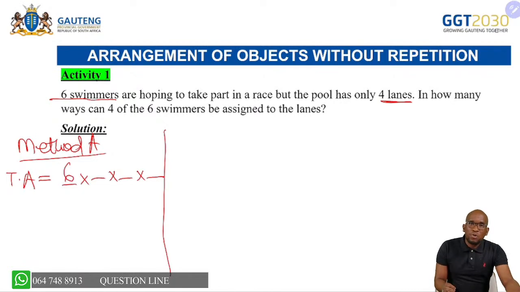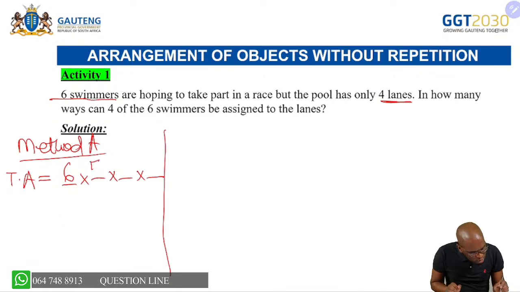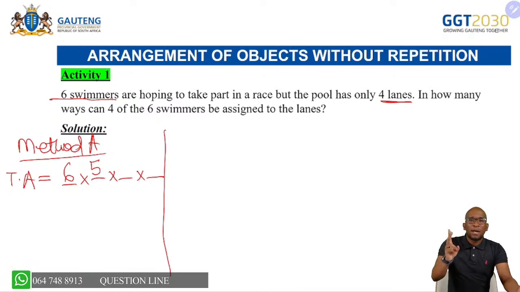And then for the second position, now that the first position has been occupied by 1 swimmer, remember we had 6 options, but the position is only going to be occupied by 1 swimmer. That's very, very important, grade 12s. We have 6 options, but that position is going to be occupied by only 1 swimmer. Now that 1 swimmer has occupied that position, we move on to the second position. Now, in the second position, we have 1 less swimmer, which means that we have 5 options of occupying the second position. However, that position is going to be occupied by 1 swimmer.